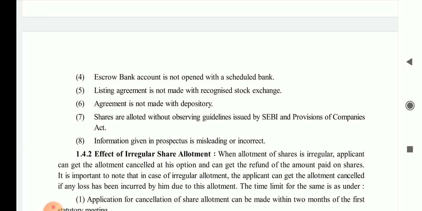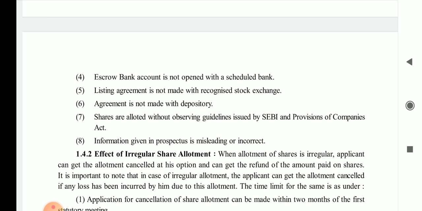Listing agreement is not made with the recognized stock exchange. See, if you have not done the listing agreement with the stock exchange, and then after you allot a share to the particular applicant, then it is considered as irregular.